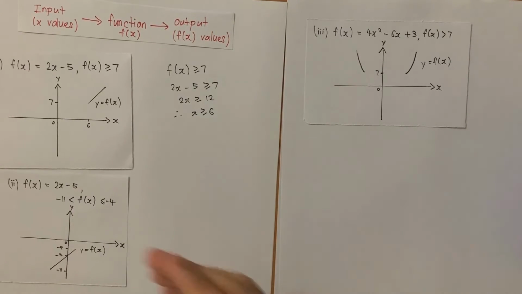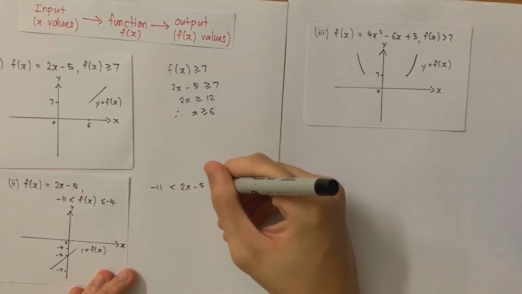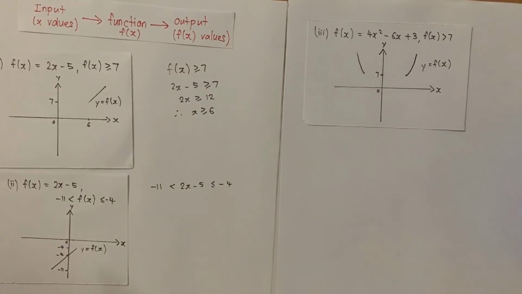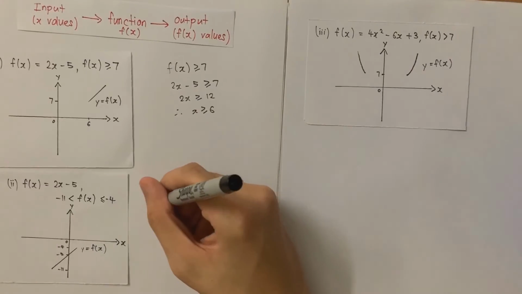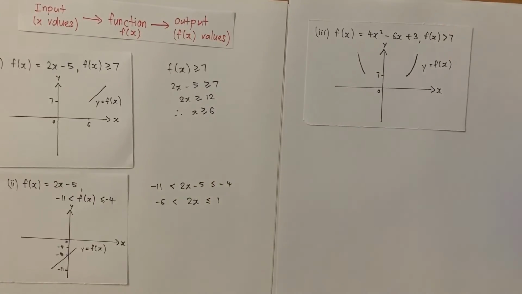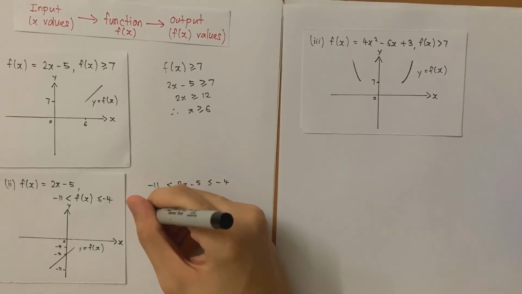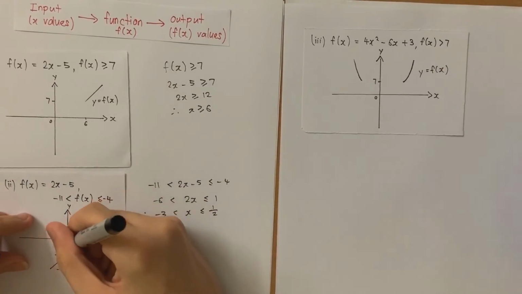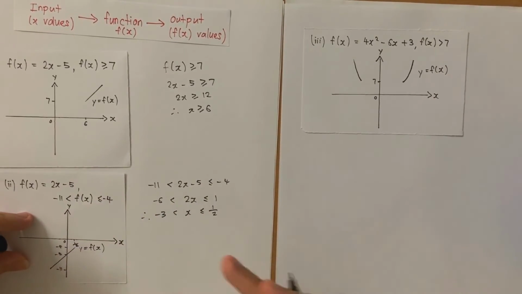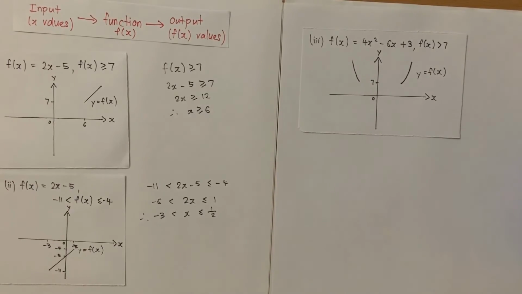In the second example, it's a much shorter line. It's in between negative 11 and negative 4 for the f of x. So that means negative 11 is smaller than or equal to 2x minus 5, smaller than or equal to negative 4. We are just going to substitute 2x minus 5 into f of x. Now we're going to add 5 to both sides. Negative 11 plus 5 is negative 6, smaller than or equal to 2x, smaller than or equal to negative 4 plus 5, which is 1. So we're just going to divide by 2. So this will be negative 3, smaller than or equal to x, smaller than or equal to 1 over 2. So this will be the restricted domain. That means here the highest point of the graph is when x is equal to a half, and the lowest point is when x is equal to negative 3. That's how you find the restricted domain for a linear function.